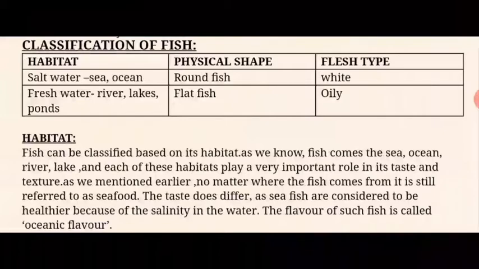Habitat. Fish can be classified based on its habitat. As we know, fish comes from the sea, ocean, river, lake, and each of these habitats plays a very important role in its taste and texture. As we mentioned earlier, no matter where the fish comes from, it is still referred to as seafood. The taste does differ, as sea fishes are considered to be healthier because of the salinity in the water. The flavor of such fish is called oceanic flavor.